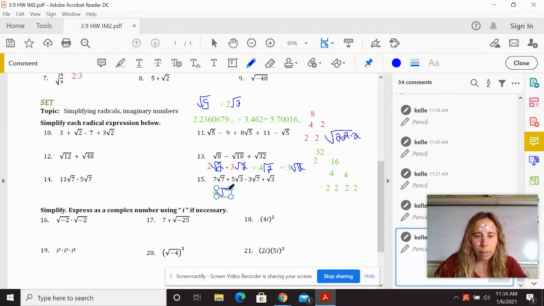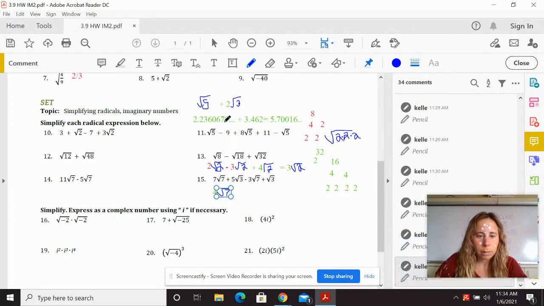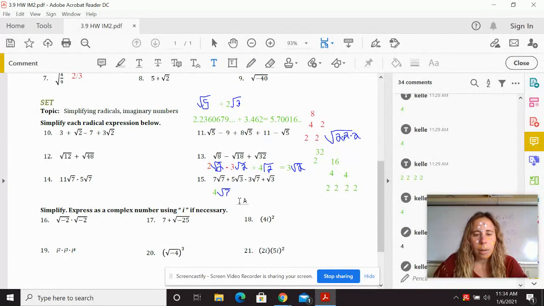Square root of 7, hold on. Okay, that's 4 square root 7. But then I still have to deal with my other terms that I have. I still have 5 times the square root of 3 and the square root of 3.